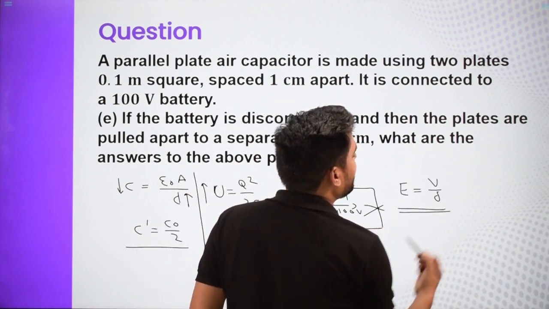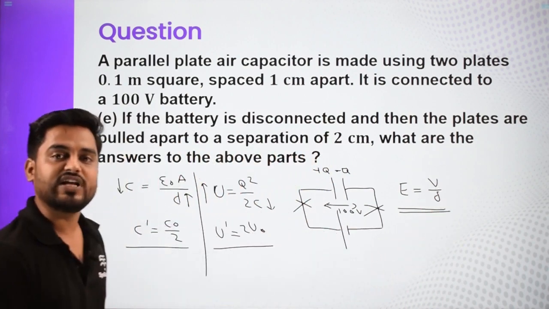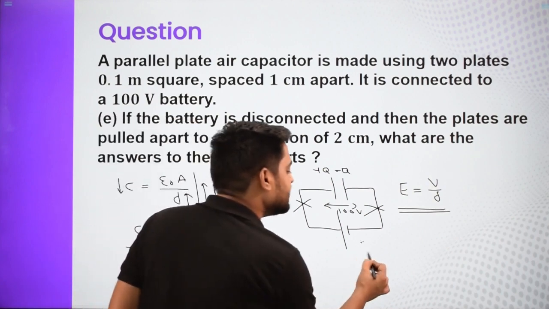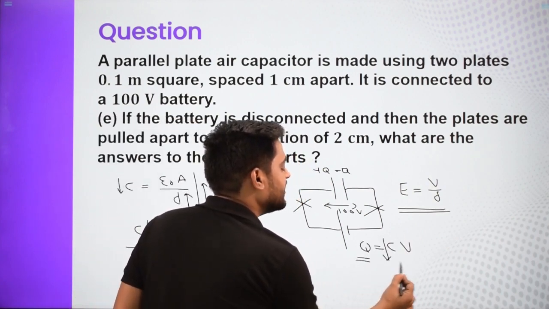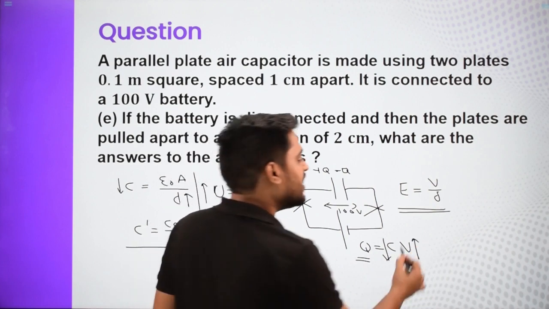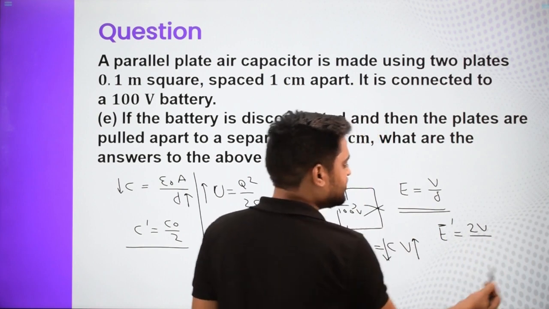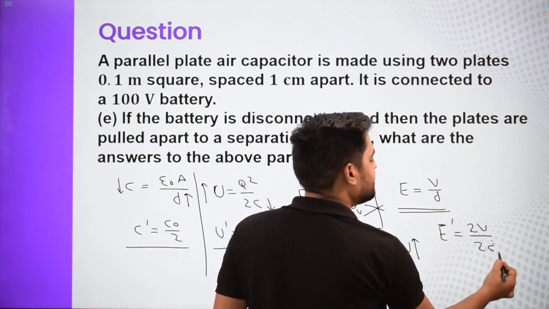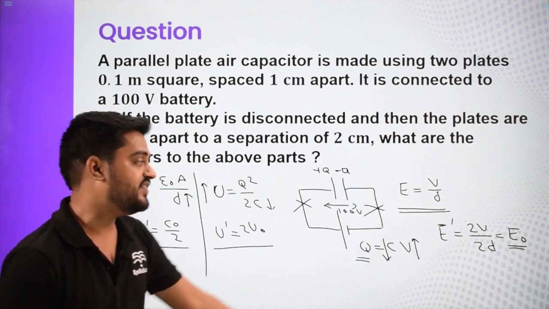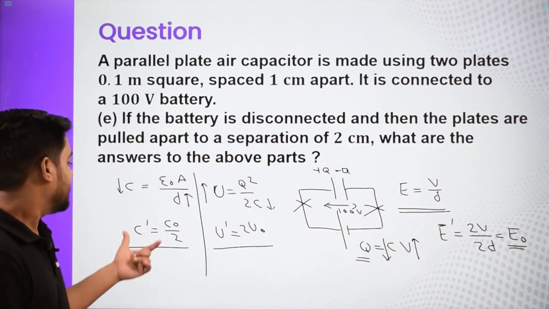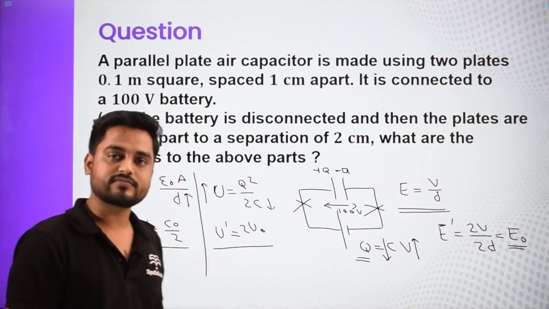But if I use this formula, then for V, I need to find what is happening with the potential difference. Since Q is equal to CV, the charge is the same. C is becoming half, so V should become twice. So E dash, the new electric field, is 2V, the new potential, by the new distance, which is 2 times D. So it is the same as the original electric field. Nothing is happening with the electric field. Capacitance is becoming half, potential energy is becoming twice.